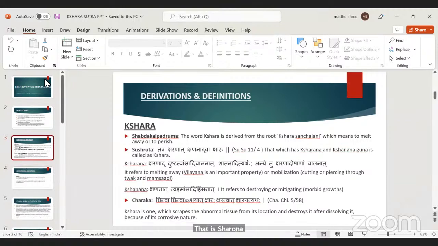In the commentary of Dalhana, we get Ksharana, that is Ksharanat Dushtatvadi Sanchalanat, Shatanat Ityartha, Anyetu Ksharana Doshanam Chalanat. It refers to melting away, that is, vilayana is an important property, or mobilization, cutting or piercing through tvak and mamsadi dhatus. Kshananat tvak mamsadi himsanat. It refers to destroying or mitigating the morbid growths.